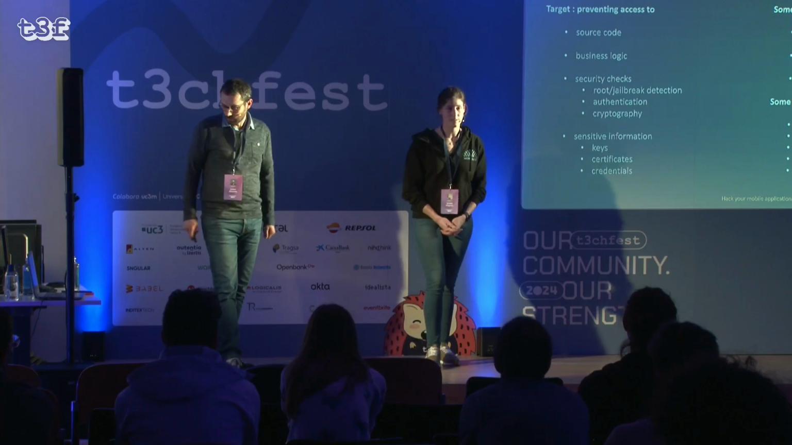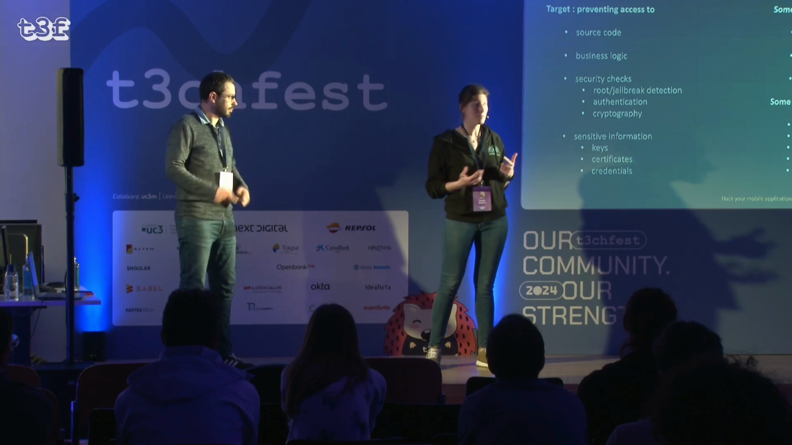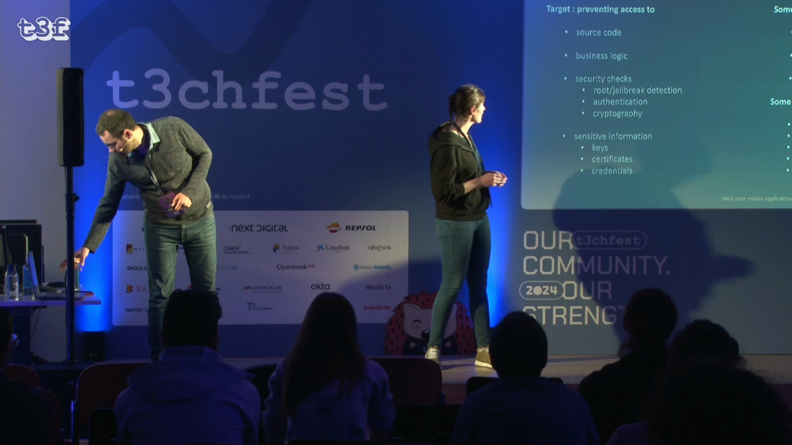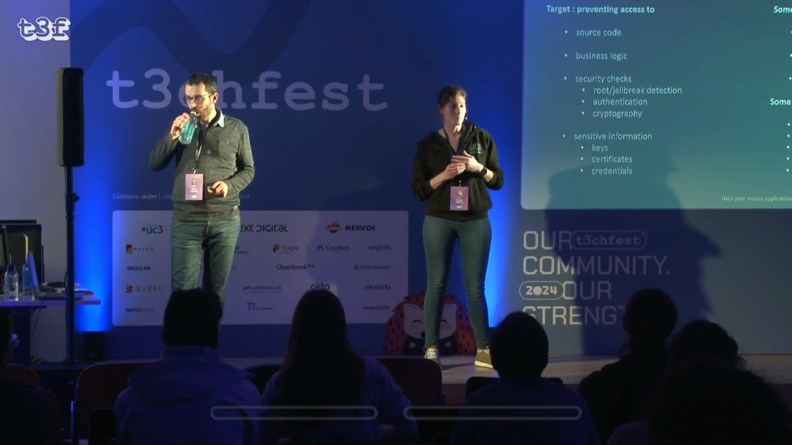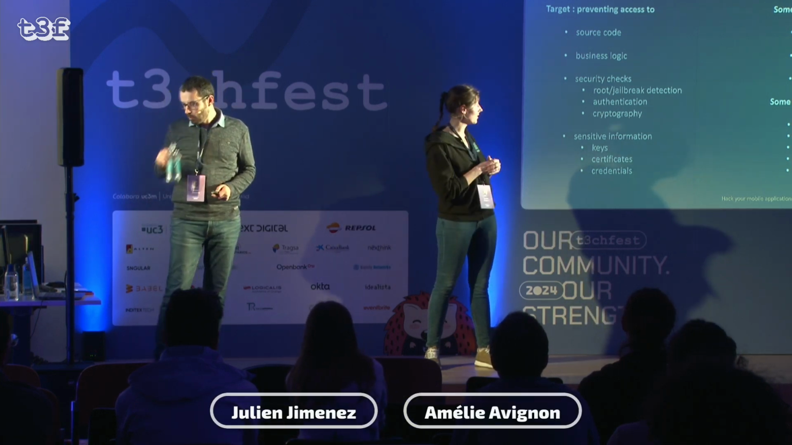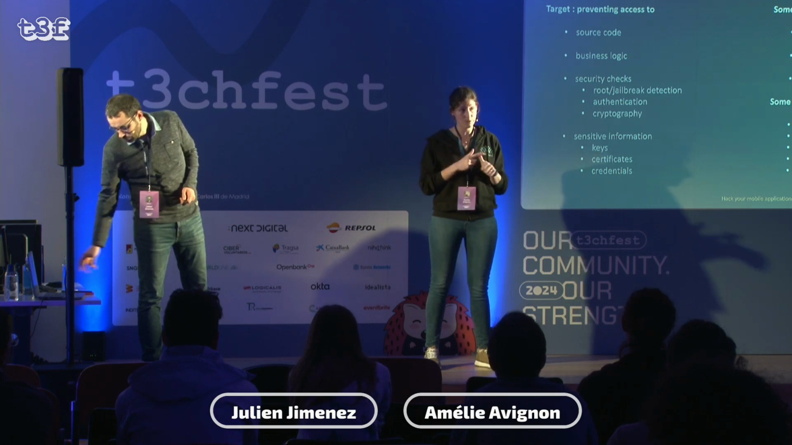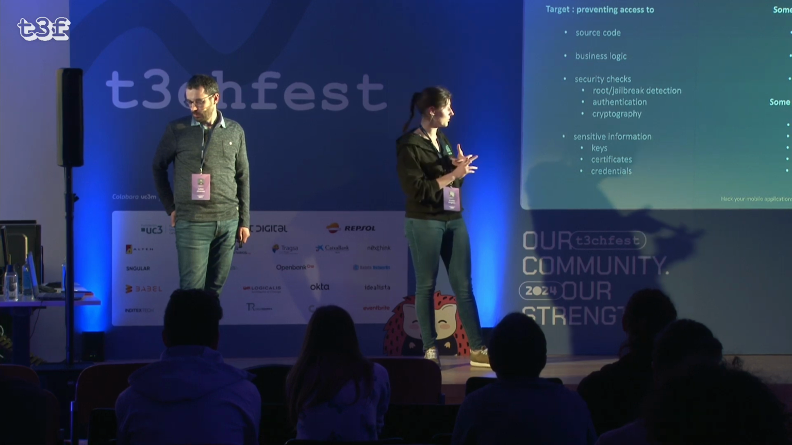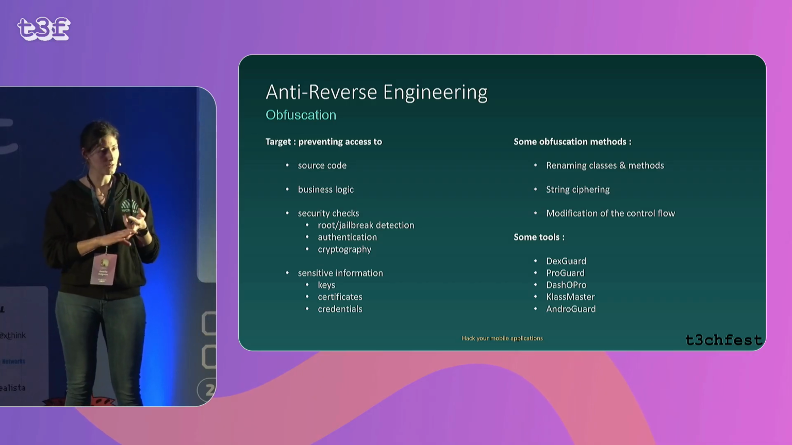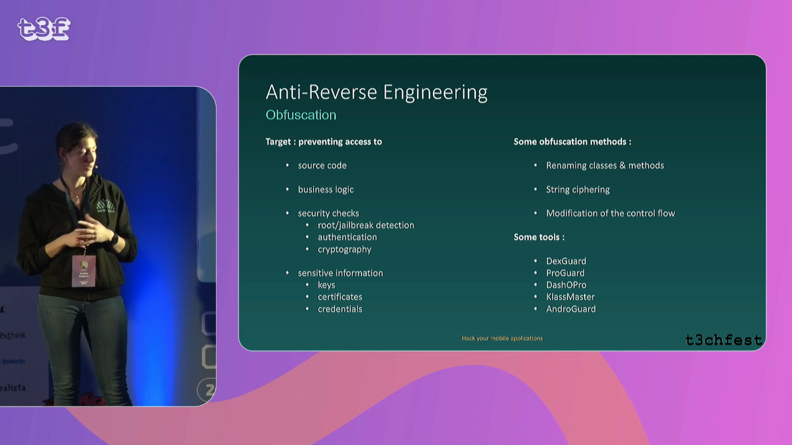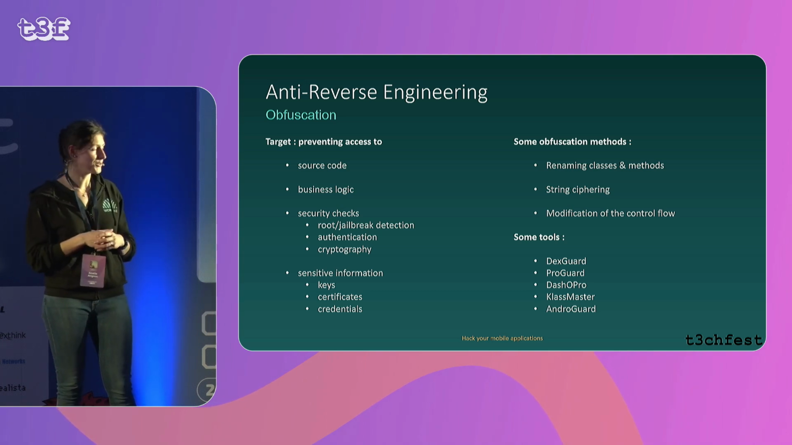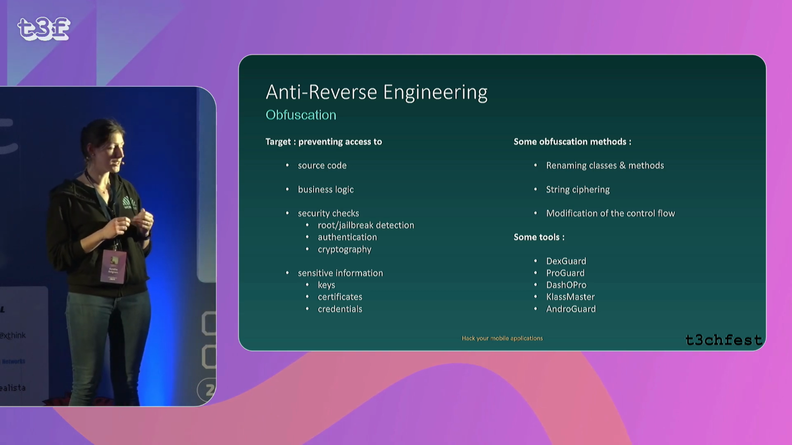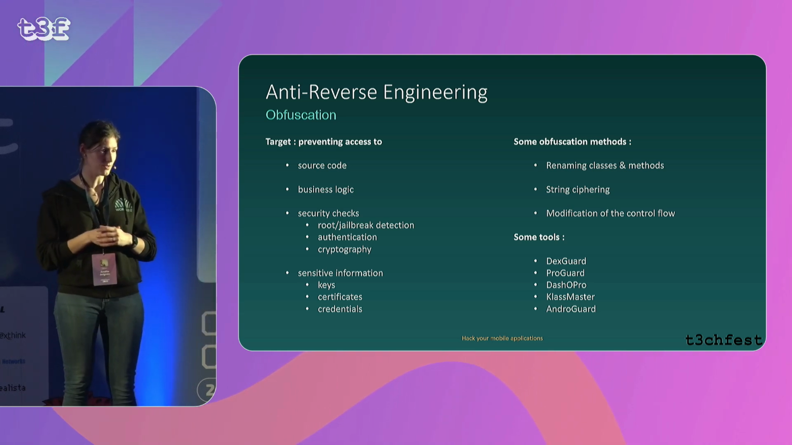So now I will make a new version of my application because I really need to prevent access to my code. For that, obfuscation is the solution because it really prevents access to the code, all the business flow, all the logic that we just saw, all security checks like authentication, cryptography, and also, of course, root and jailbreak detection. Also, all sensitive information like keys and certificates.